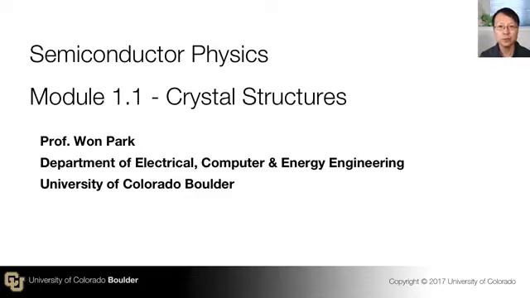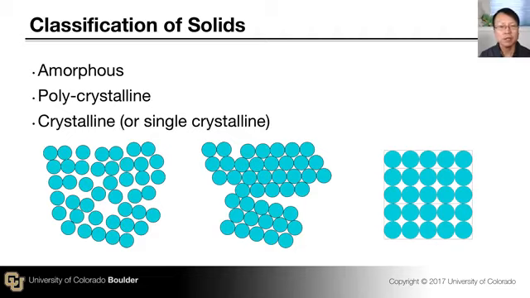In this video, we will discuss crystal structures. Depending on the arrangement of atoms that make up the material, we can classify solids into several different kinds. If the atoms are arranged in a random fashion as shown in the left figure here, this type of solid is called amorphous solid.